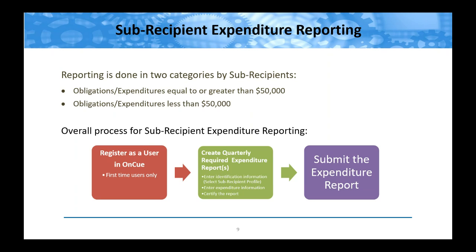And then the overall process is you'll get a registration email, you'll register to use OnQ for the first time, you'll go in, you'll create your quarterly expenditure report, including the necessary information, and then you'll submit that expenditure report so that it goes into the queue to be reviewed and certified by the agency.